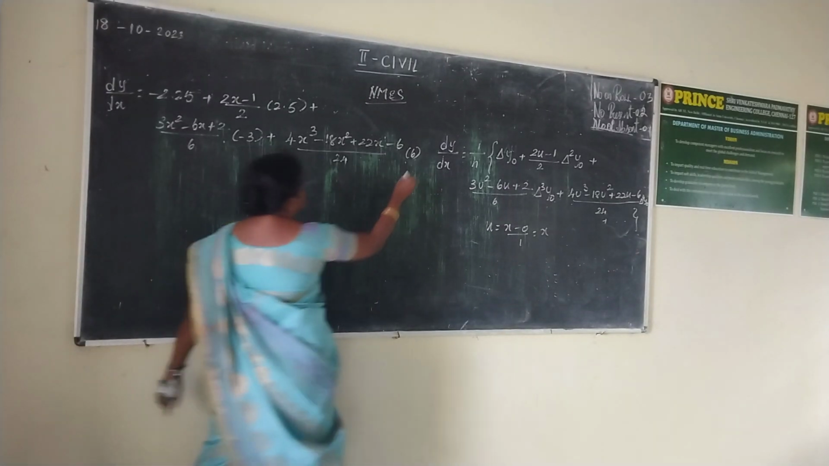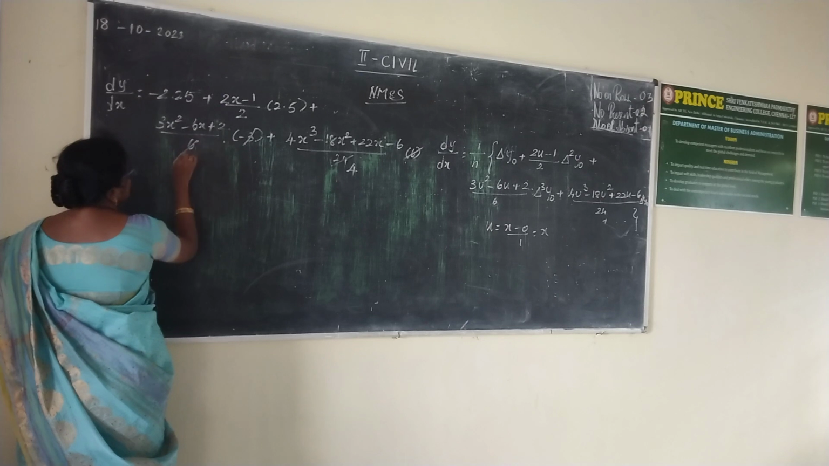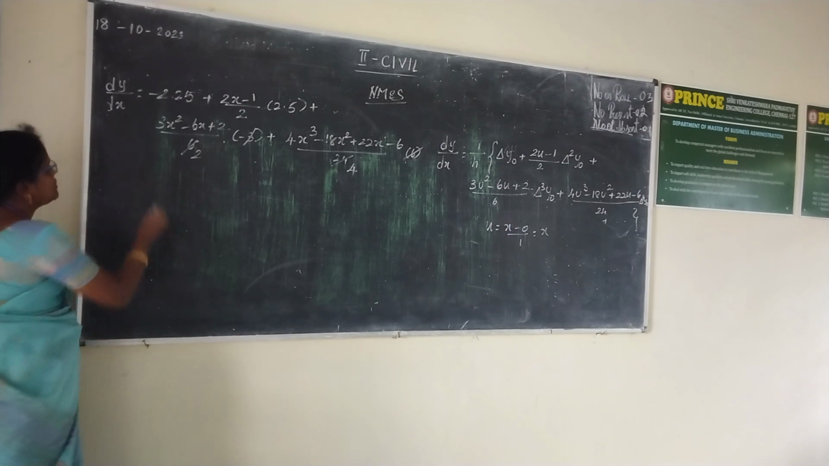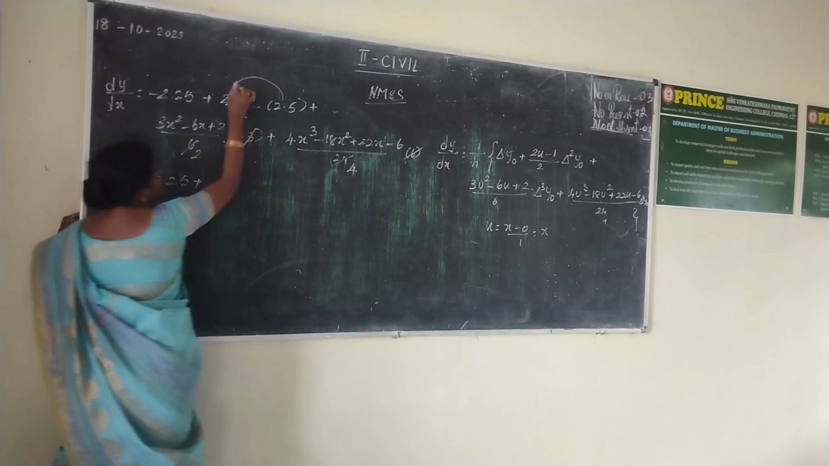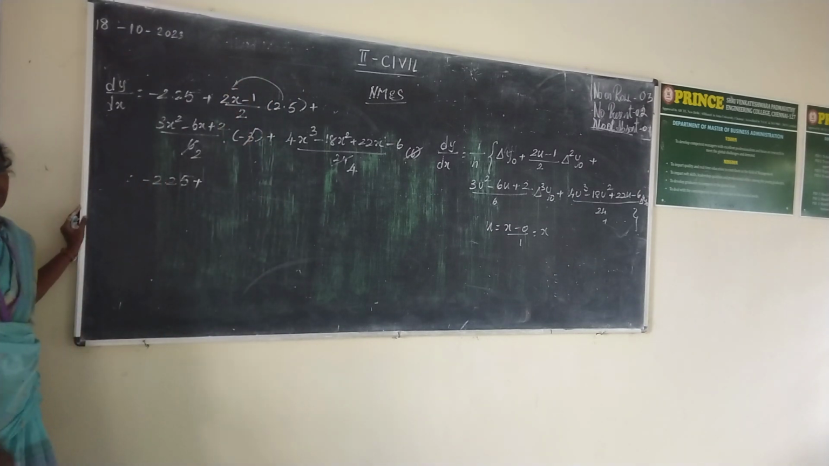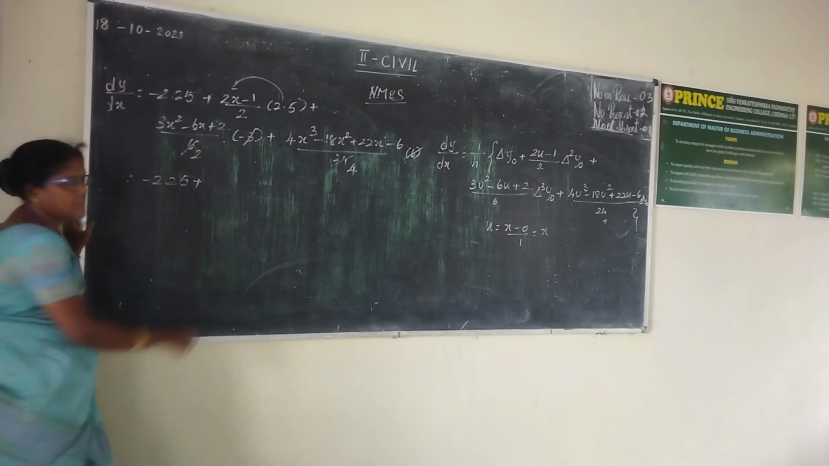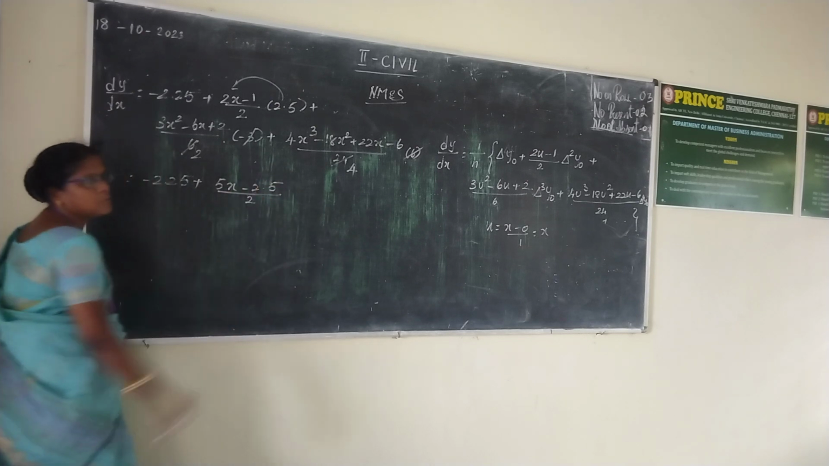So if you want, you can cancel now. 6 and 24 can be cancelled 4 times. So 3 and 6 can be cancelled 2 times. Don't forget the negative sign. Okay. So minus 2.25 plus multiply 2.5 inside. What is 2 into 2.5? 4.5x. About 2.5 into 2. 2.5 into 5. 5x minus 2.5, the whole thing divided by 2.